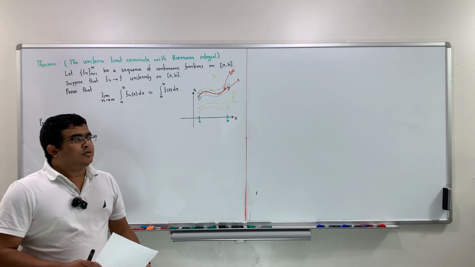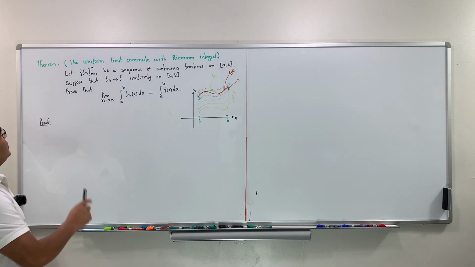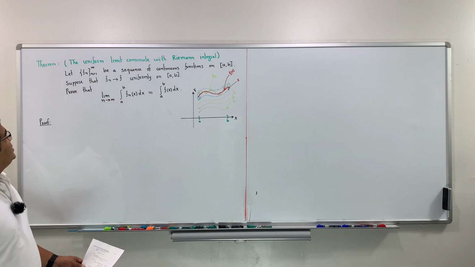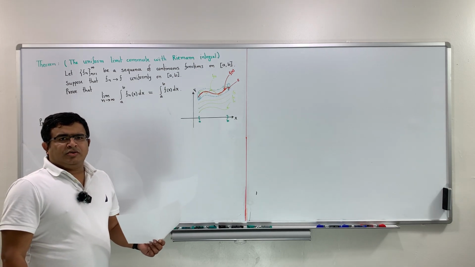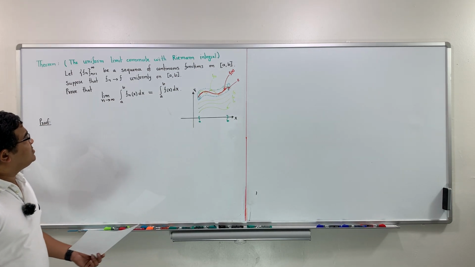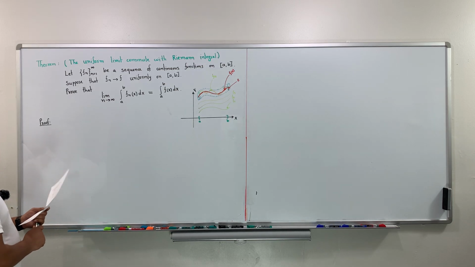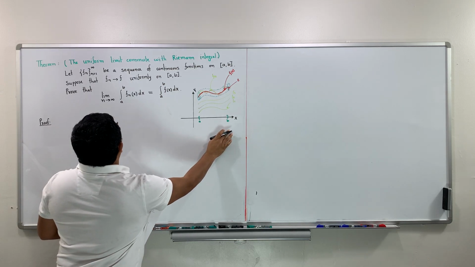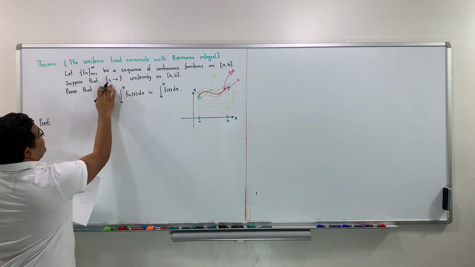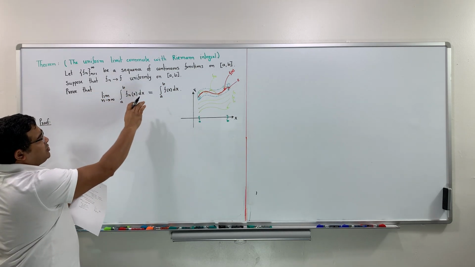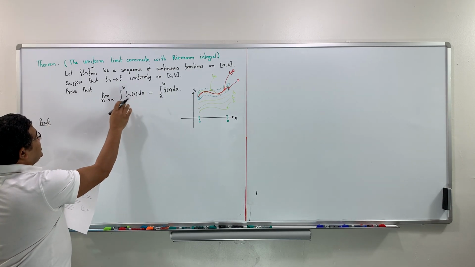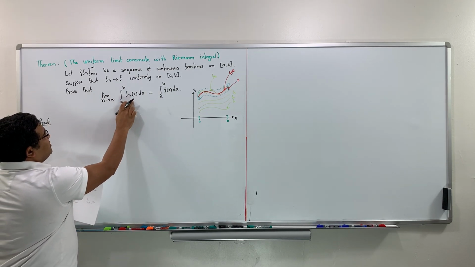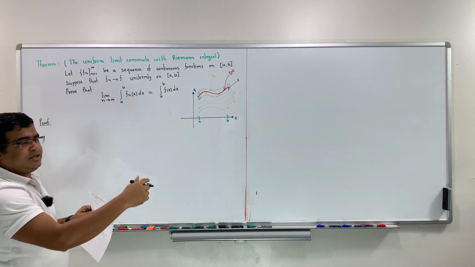So in this video we will discuss the proof of this theorem. The theorem says that the uniform limit commutes with the Riemann integral. More specifically, if f_n is a sequence of continuous functions on the interval [a, b], and if f_n converges to f uniformly on the interval [a, b], then the limit and the Riemann integral commute with each other.